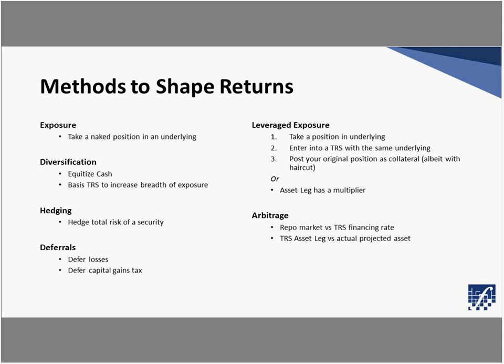The other method would be simply to put a multiplier on the asset leg. So you could say, I want 2 times the return of S&P for the asset leg.